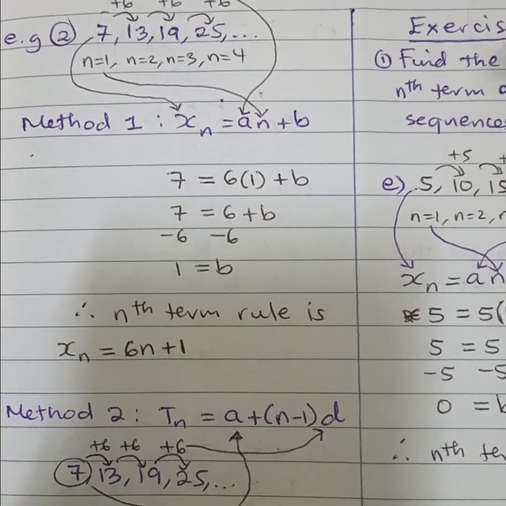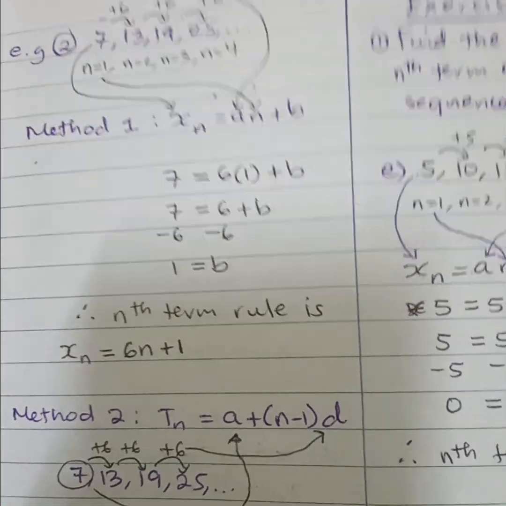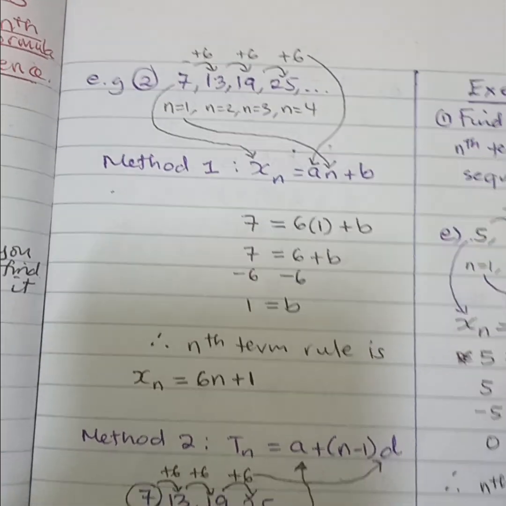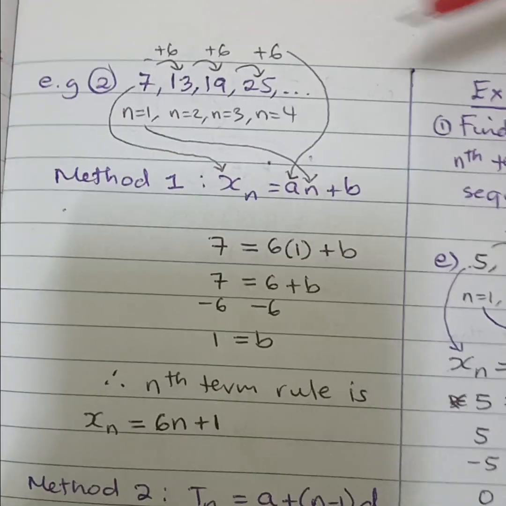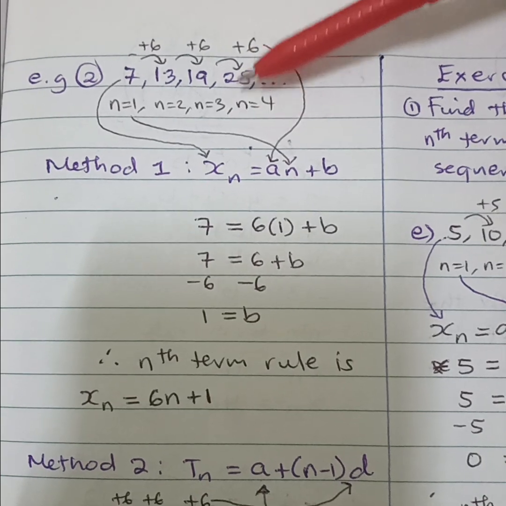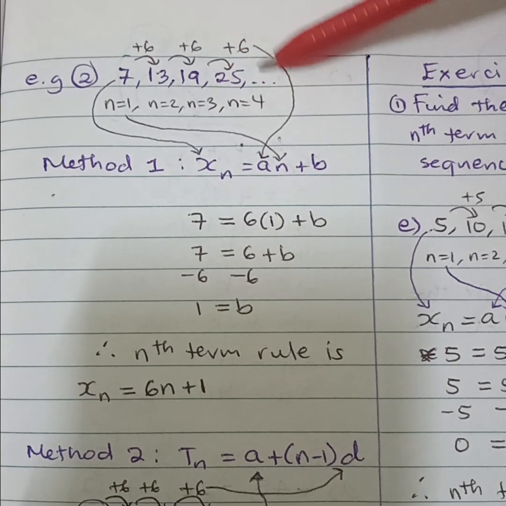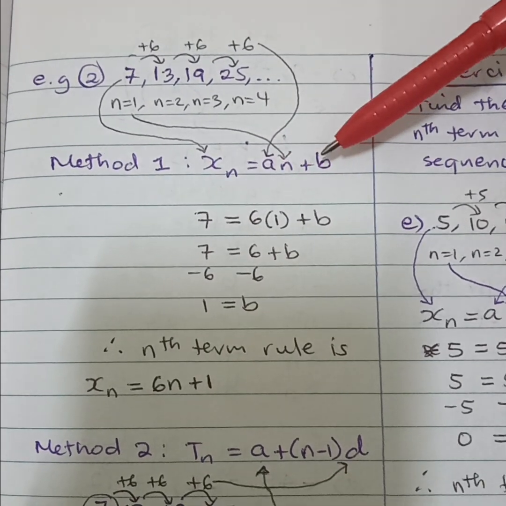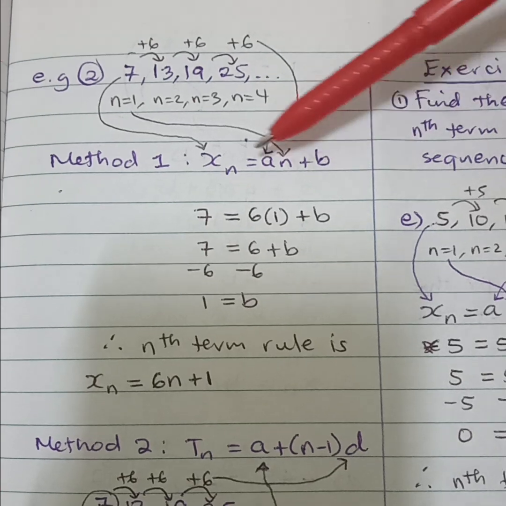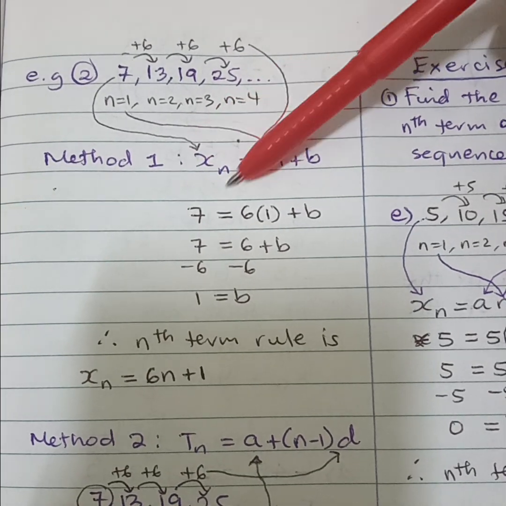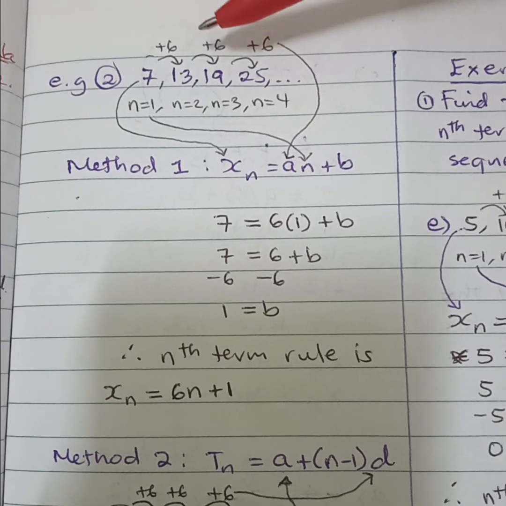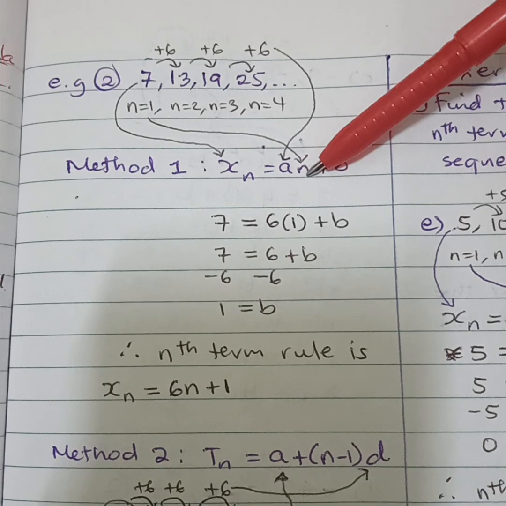Now here's example 2 where I'm using method 1, but we are shortening the process by substituting 3 things at the same time, instead of substituting a first and then finding b by substituting one value and its position, one term and its position. So we are shortening the process by substituting everything at the same time.